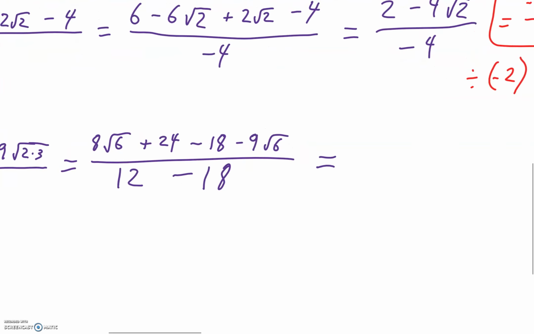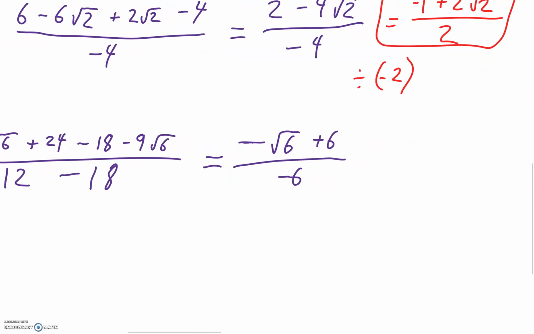Okay, we're getting to the end here. Just a couple more steps. So -6 on the bottom, +6 on top, and minus root 6 as well on top. Oh boy, we're getting there. Okay, so almost done.